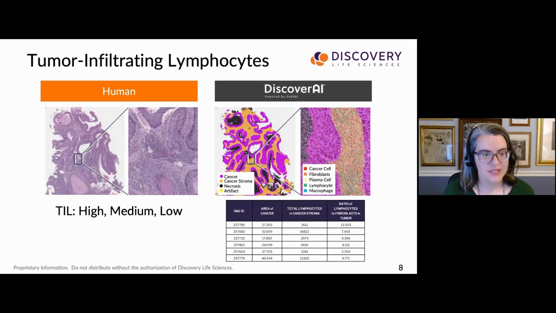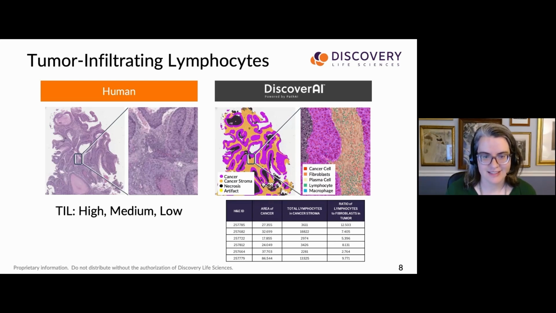And unlike the human who gives us these qualitative high, medium, low assessments, Discover AI gives us quantitative spreadsheets. Here we see just a small snippet of example data. The area of cancer is the second column there in millimeters squared. The third column is really our TILs, tumor infiltrating lymphocytes. How many total lymphocytes are there in the cancer stroma? On the low end in this example set, we see 2,281 lymphocytes, and on the high end, we see 18,822.